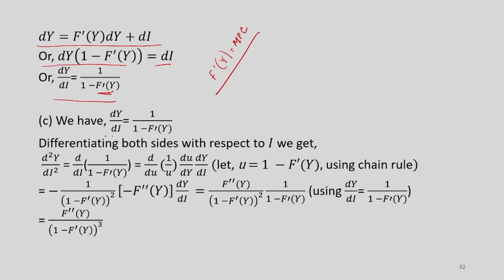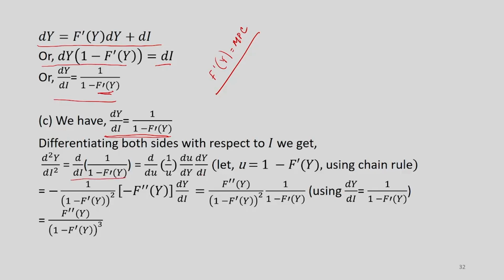Okay, the first derivative is this. We are talking about the general form; I am not taking that linear consumption function. Now, differentiating both sides with respect to I is what we do to get the second derivative. So that is what we are doing here.